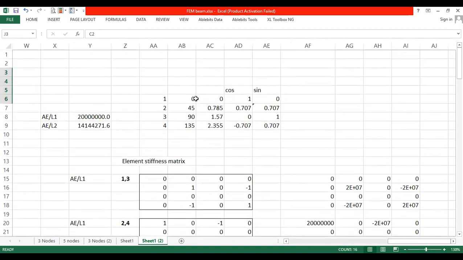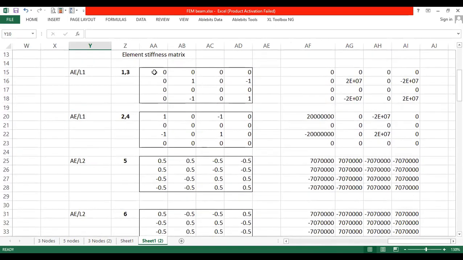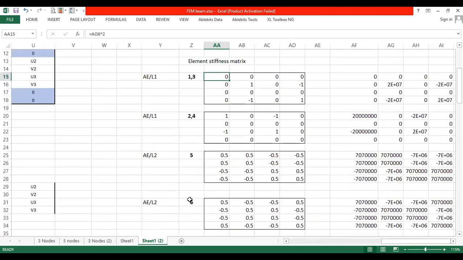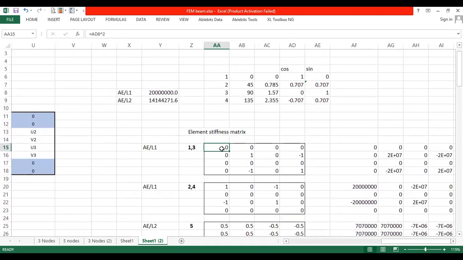So now my AE over L1 is this, right? I have calculated AE over L2 as this. These two are not going to change. This is for elements 1, 2, 3, 4. This is for 5 and 6. So I can calculate it. This is cos squared, right? For elements 1 and 3, this is 2 and 4. This is for 5 and 6, right? So this is cos squared theta 1.